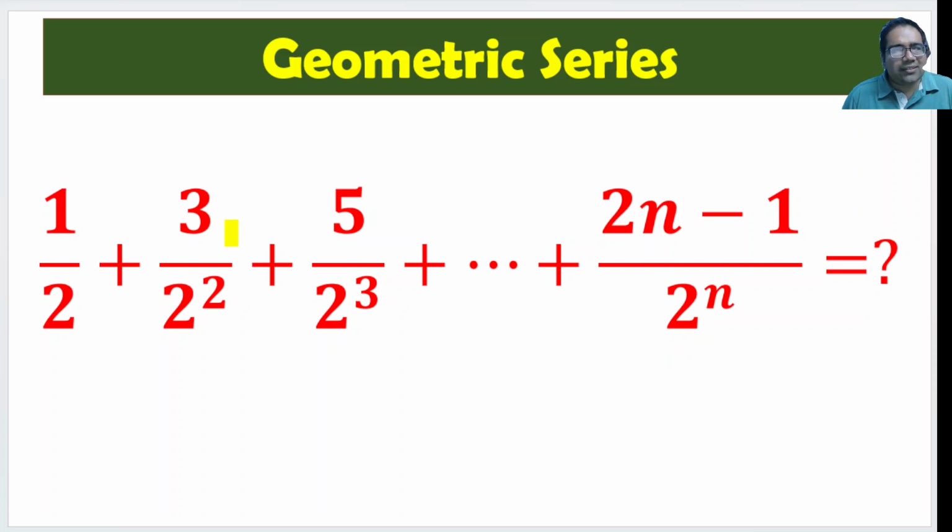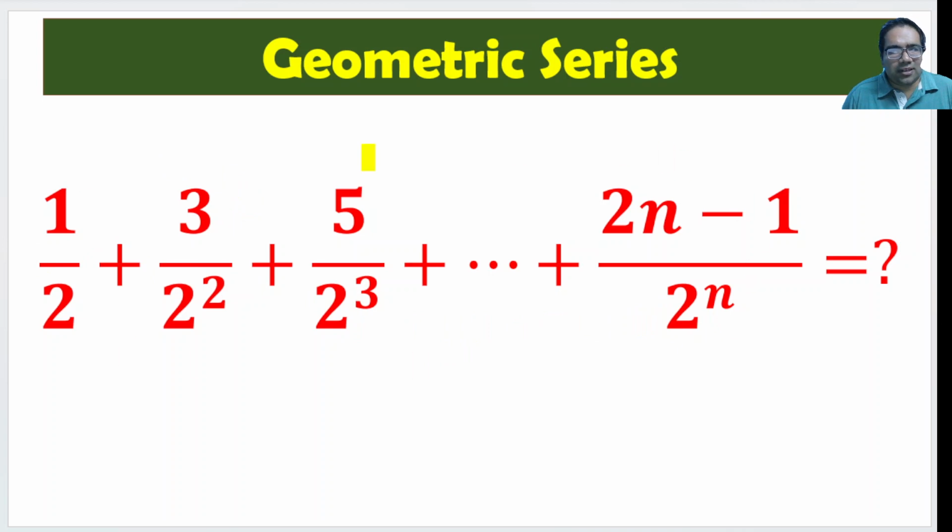This is not exactly a geometric series, and it's not exactly an arithmetic series either. But how do we do this? See, 1, 3, 5, 7, 9, etc. are in arithmetic progression, but 1/2, 1/2², 1/2³, etc. are in geometric progression. How do we do this?